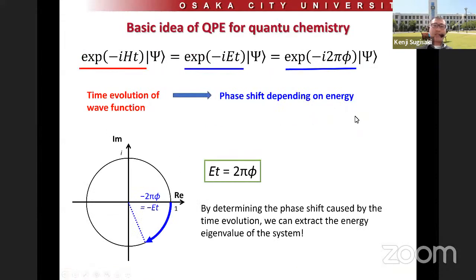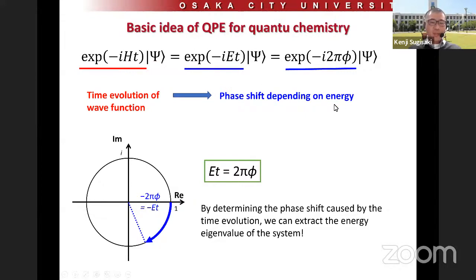In the previous lecture, I introduced the basic idea of quantum phase estimation for quantum chemistry. The basic idea is something like this. We have a wave function, which can be an approximate one or an exact one, and apply a time evolution operator to it. If the wave function is an eigenfunction of the Hamiltonian, it causes just a phase shift depending on the energy.